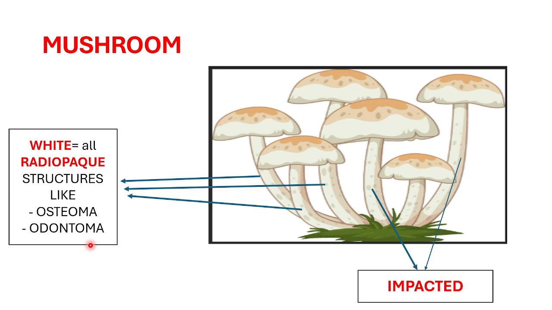Now remember we said the forest was full of mushrooms, so let's explore that imagery further. The white mushrooms here symbolize all the radiopaque structures seen in Gardner syndrome, like osteomas and odontomas, which we already discussed. Also notice the mushrooms are kind of divergent and impacted, right? So this reminds us of another dental feature, which is impacted teeth.